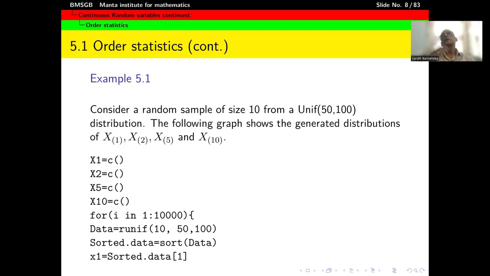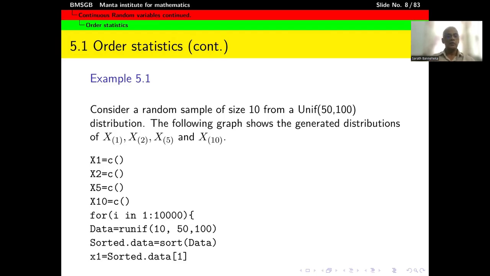And then I'm going to record those four values first, and then take another random sample of size 10 from the same uniform distribution, and again find the first observed order statistic, the second observed order statistic, the fifth, and the 10th one. I'm going to record them again. So do this again and again and again, 10,000 times, a large number of times.